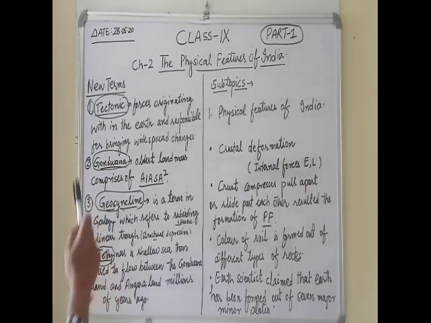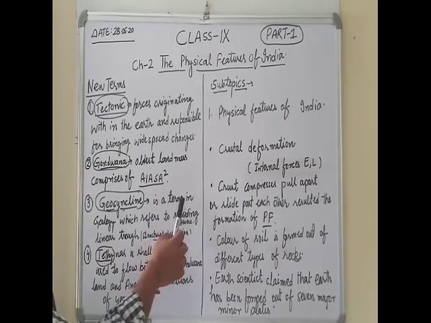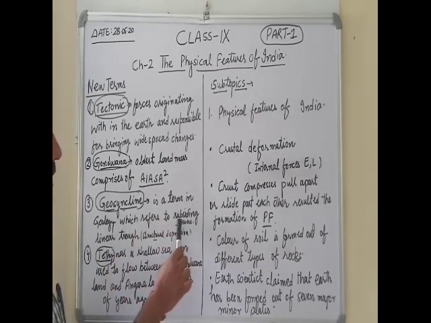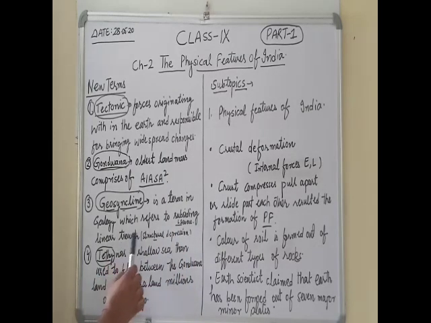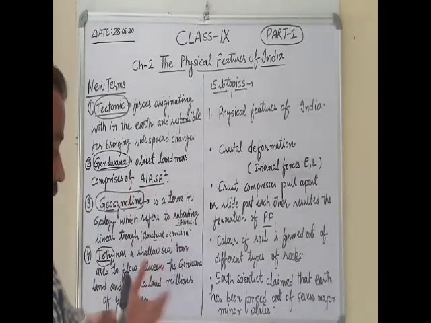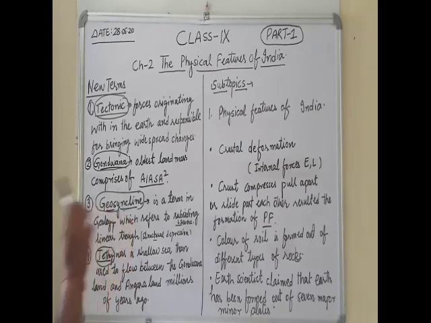Okay. Next is geosyncline. Geosyncline is a term in geology which refers to a subsiding linear trough. Linear trough means structural depression. Structural depression. Okay. So this is known as a geosyncline.